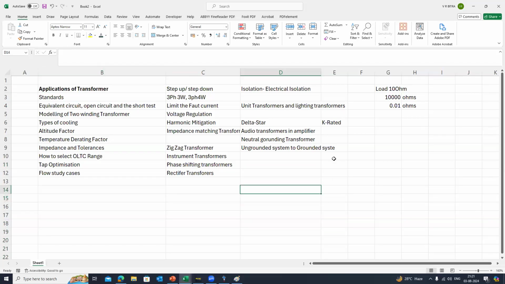Sir, where do we use phase shifting transformer, sir? Prakash, can you speak a little bit louder? I'm not able to hear. Sir, where do we use phase shifting transformer, sir?